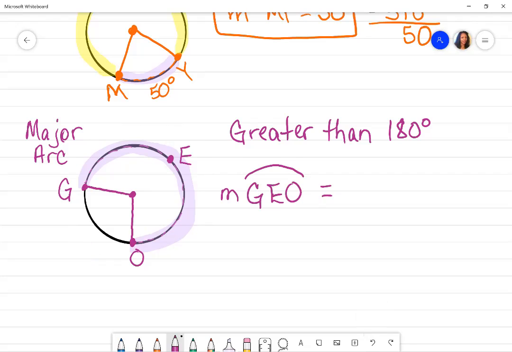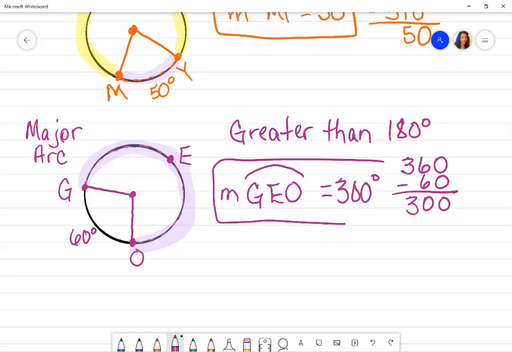So let's say this was 60 degrees. In order to find the measure of arc GEO, I would use the exact same strategy I used in the example before. I would take the entire circle measure of 360 degrees, and I would subtract what I know. I know that arc GO is 60 degrees, so what's left over has to be 300 degrees. So the measure of arc GEO is 300 degrees. That's how that works.